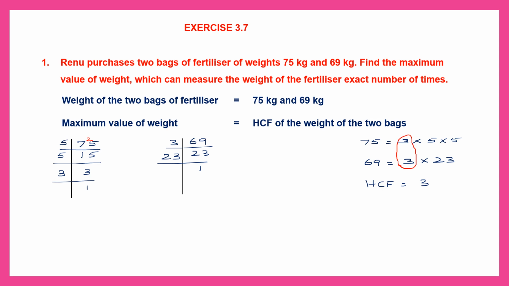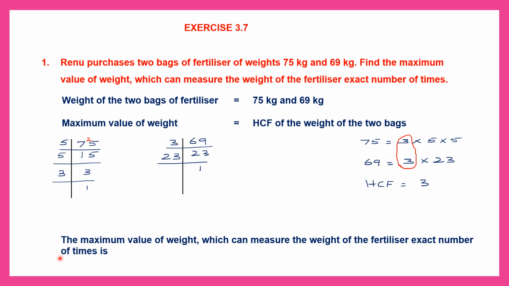So now we have found the HCF. What did we say here? The maximum value of the weight is equal to the HCF of the weight of the 2 bags. So we found the HCF. So our answer will be the maximum value of weight which can measure the weight of the fertilizer exact number of times will be 3 kg. So this is our answer. Our answer is 3 kg.